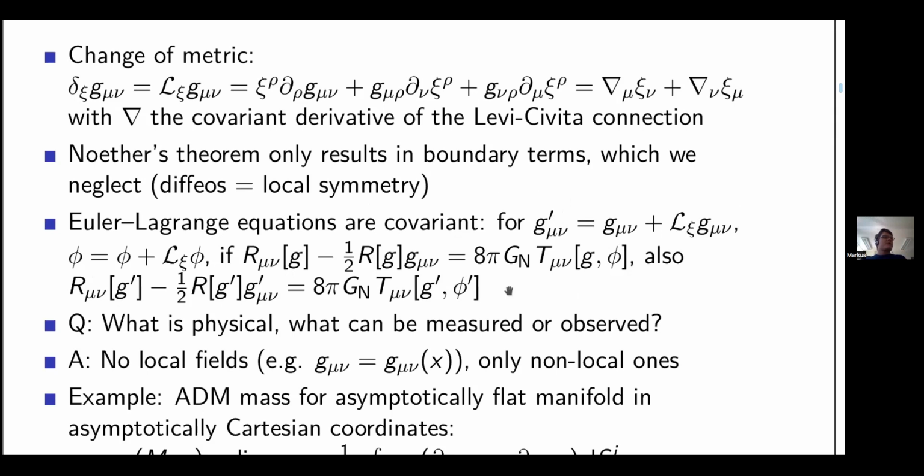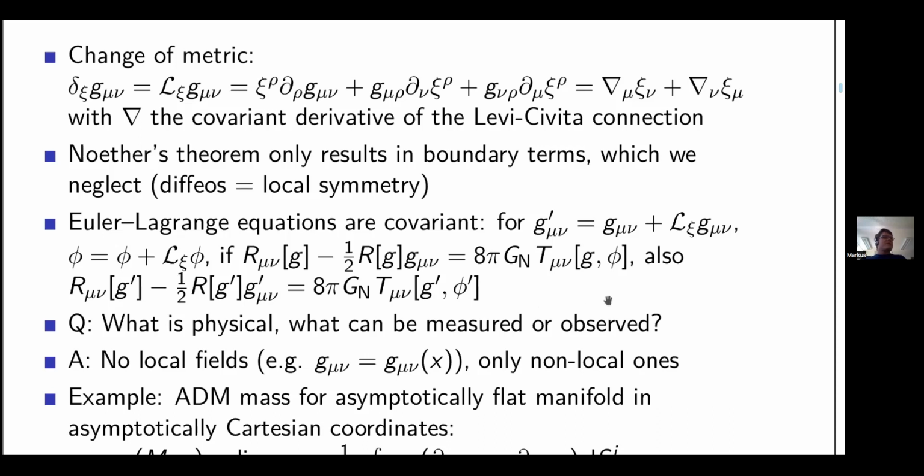And then, of course, the question arises, well, so what is actually the physical thing? What is the right metric? Is it G or is it G prime? What is the right matter field? Is it phi or is it phi prime? And what can actually be measured? What can be observed? What is the right thing that we can tell to some experimental physicist? Please measure what this is and tell us what you get.